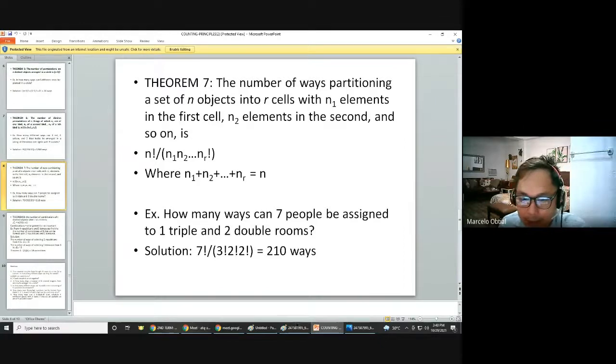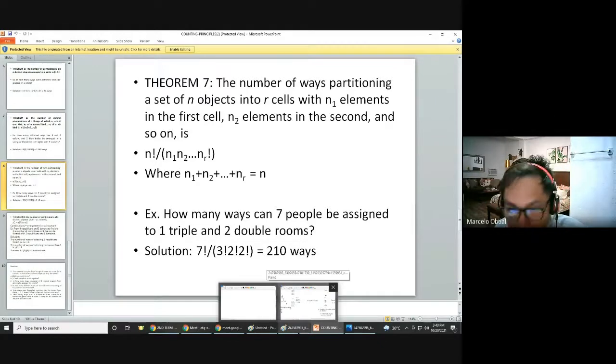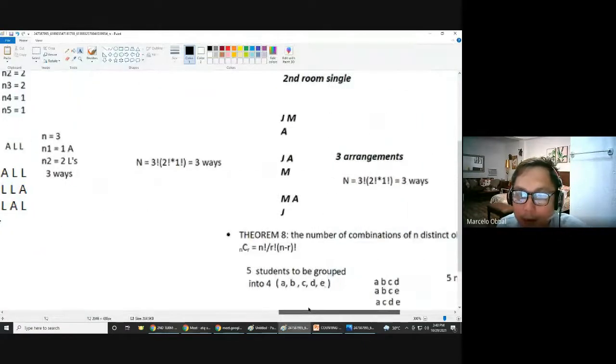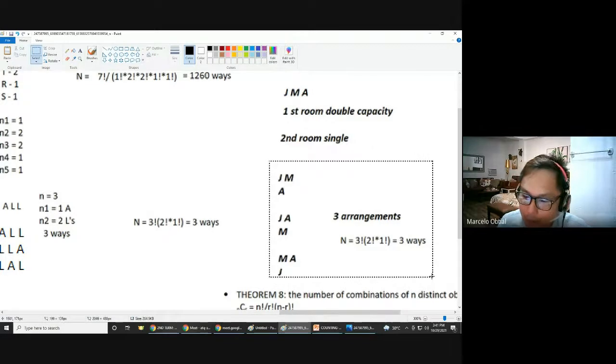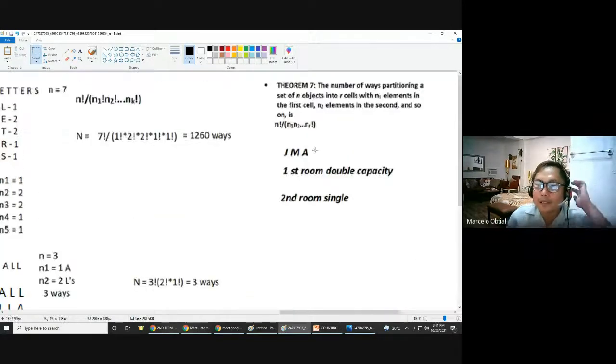Example, okay, can you look at the screen, our whiteboard? Okay, for example, barkada again, no? For example, J, Julian, then Mario and Andrea. Okay, this is the barkada, no? JMA. Okay. JMA.